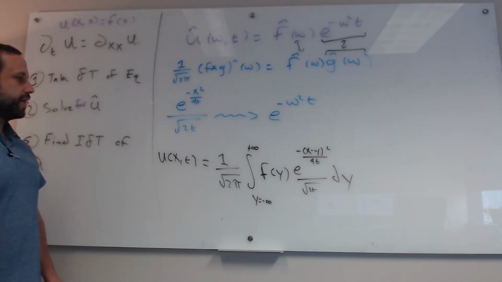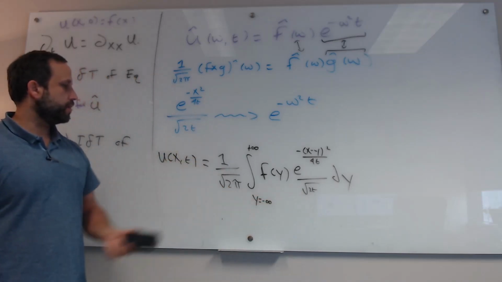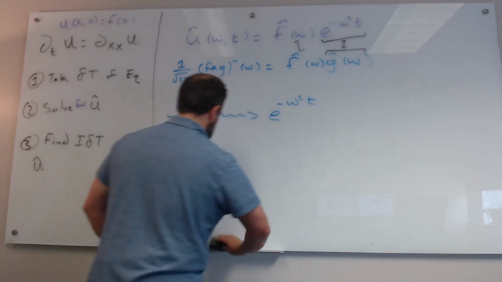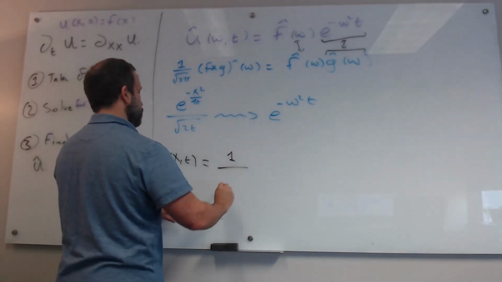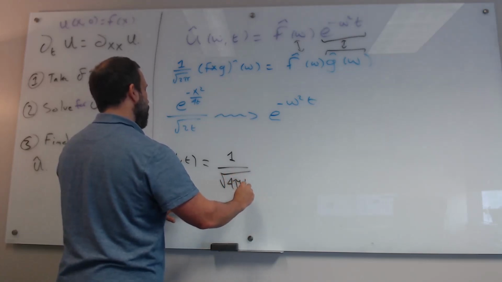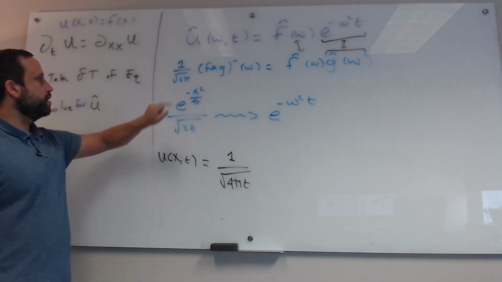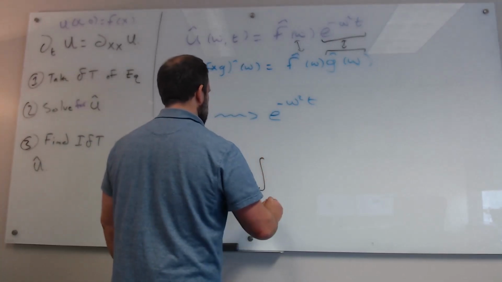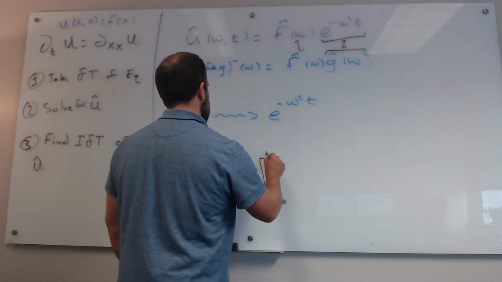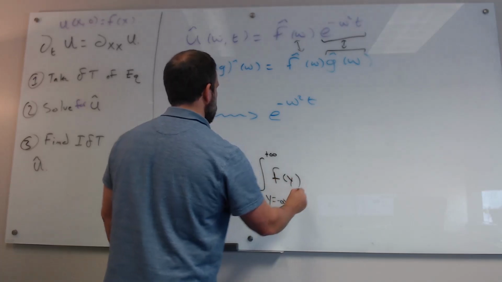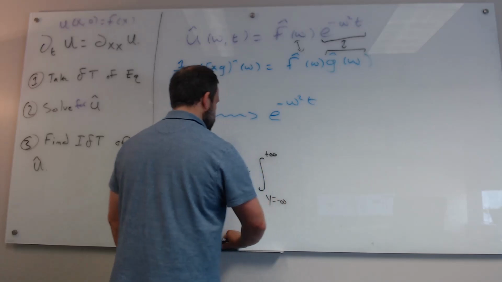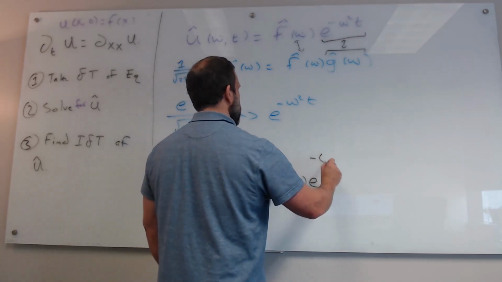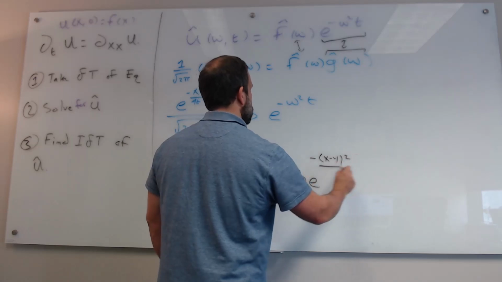I'm going to rewrite this slightly. I'm just going to move this square root out in front of the integral. So u of x,t is equal to 1 divided by the square root of 4 pi t. There's a 2t and a 2 pi, so the square root of 2t times the square root of 2 pi is the square root of 4 pi t. And then the integral from minus infinity to positive infinity of f of y, times an exponential function, which is minus (x minus y) squared divided by 4t.